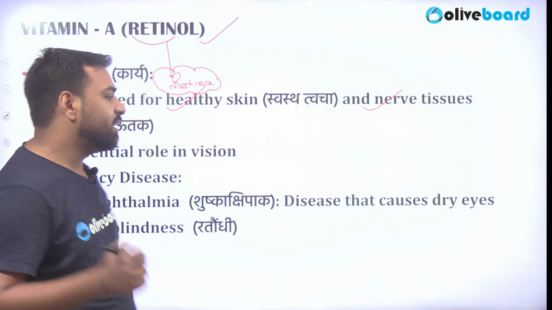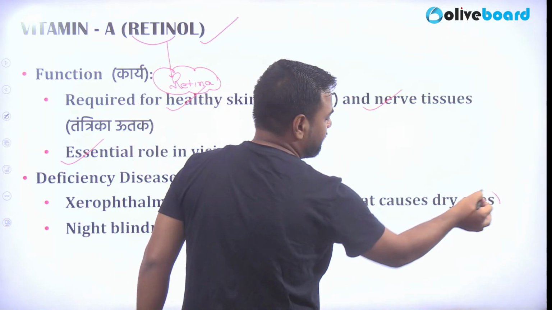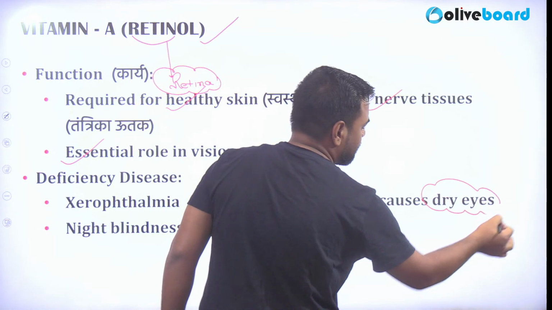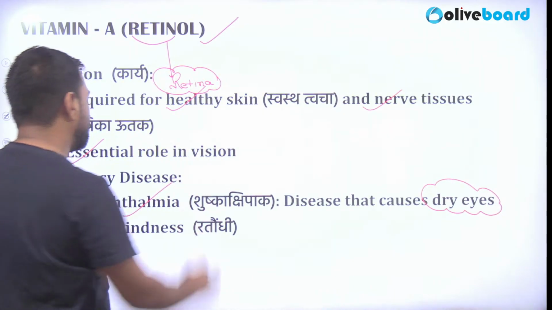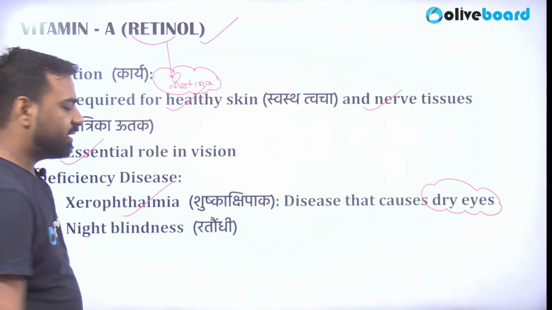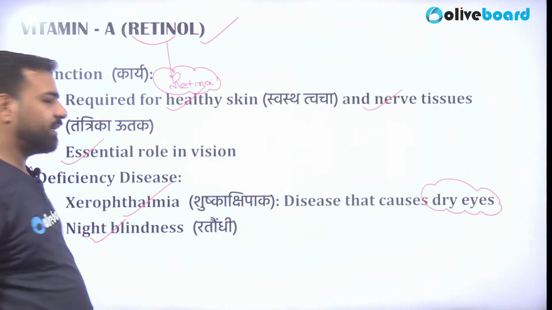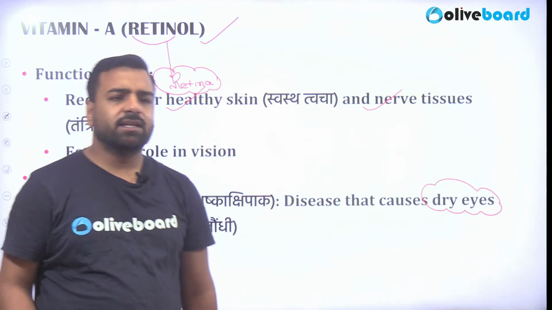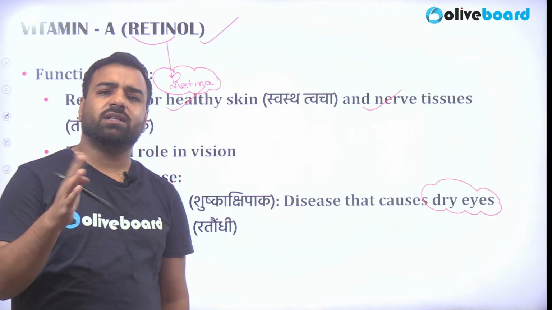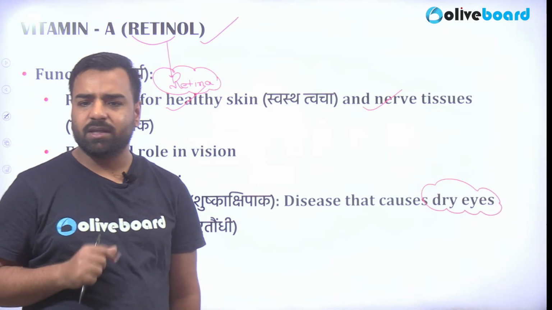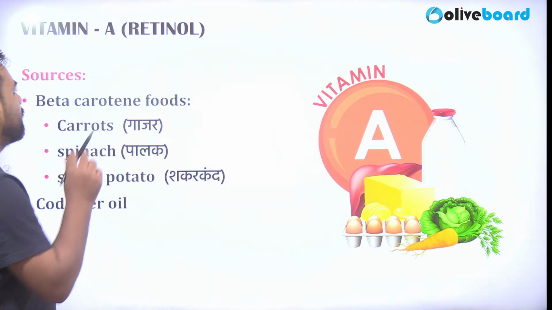What kind of issue? Like dryness in the eyes. That's known as xerophthalmia. Also, another one is night blindness, in which you are unable to see properly during the night time or when the light is dim. Okay, next. So now, what are the sources of vitamin A?